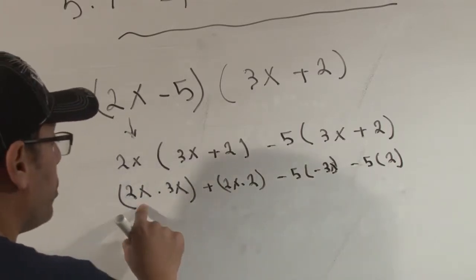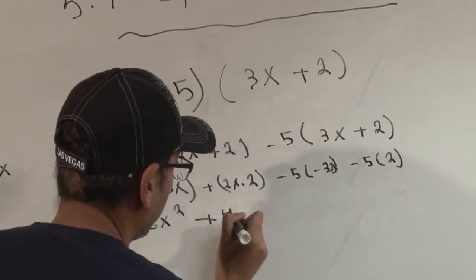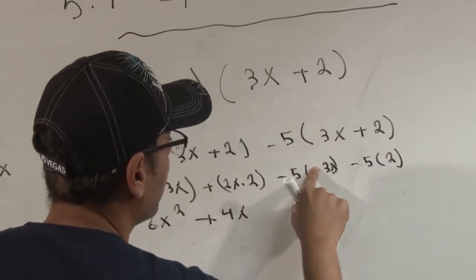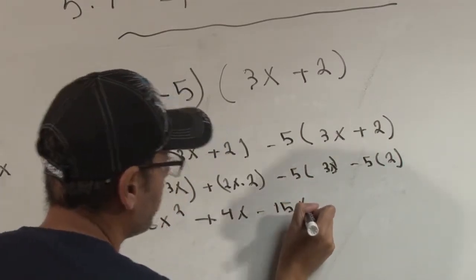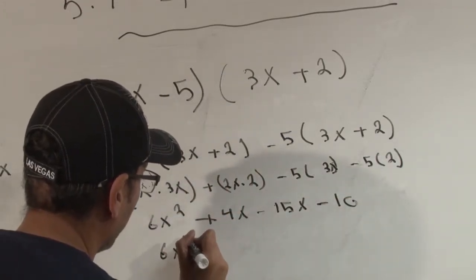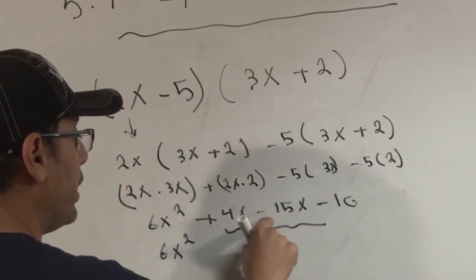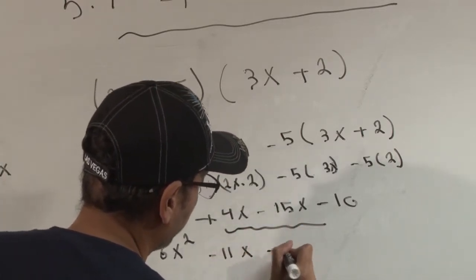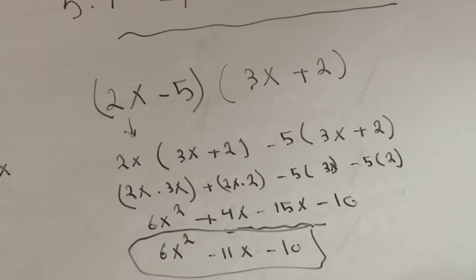Okay. 2x times 3x is 6x squared, plus 4x. Minus times plus is minus, so it's minus 5 times 3x. Yes, minus 15x, minus 10. So that would be 6x squared, and here, 4x and negative 15x would be negative 11x, negative 10. This is the result of the multiplication of the two polynomials.